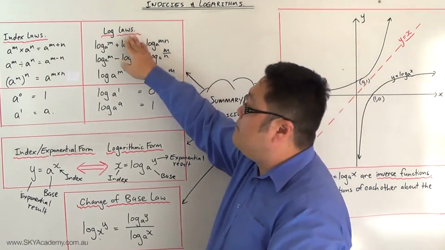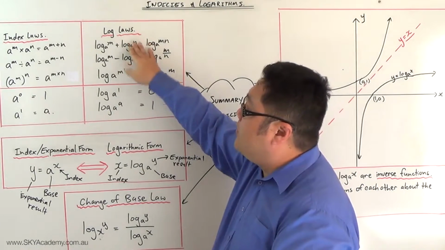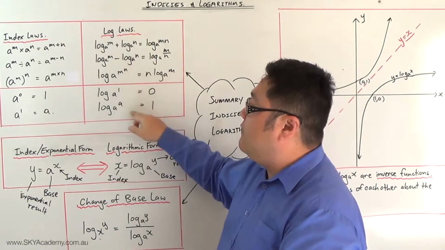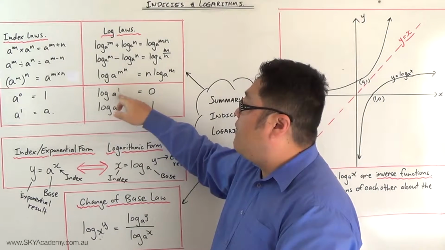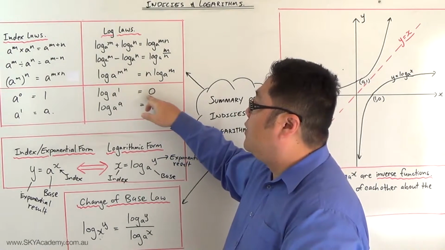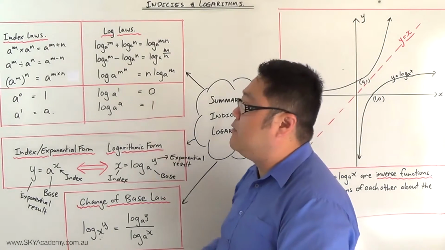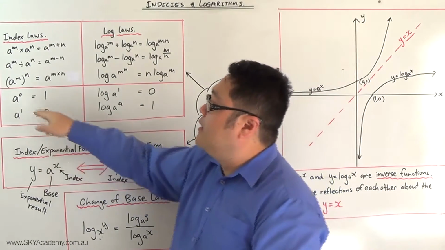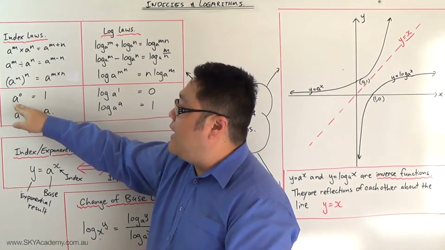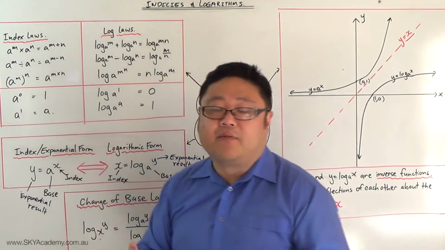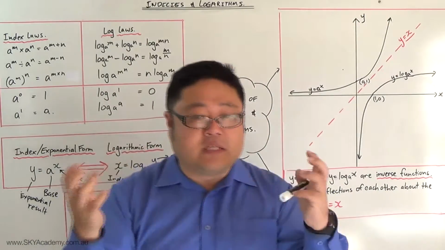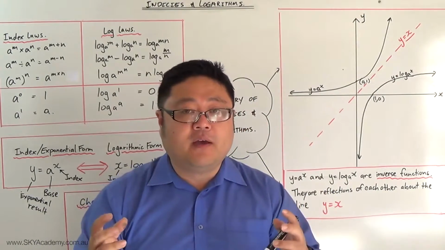And we notice that mirror image correlation throughout all the log laws, and even to the two log identities. So log a of 1 is equal to 0, and log a of a is equal to 1, just like in the index laws, a to the power of 0 is equal to 1, and a to the power of 1 is equal to a, right? And so we saw this mirror image correlation, right?